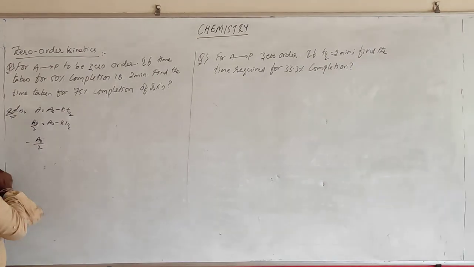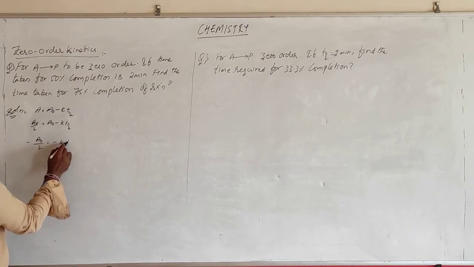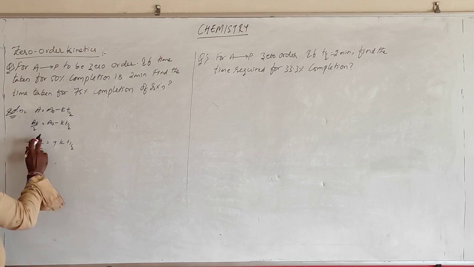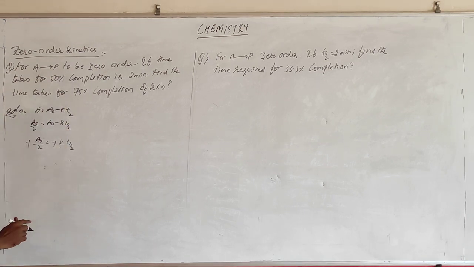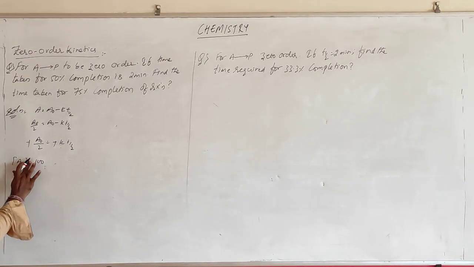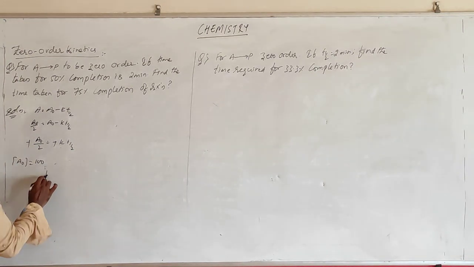Are you able to understand? So it will be equal to minus K T half. This one will be cancelled. 50% is mentioned. I am assuming that A naught is equal to 100%. So what happens now?